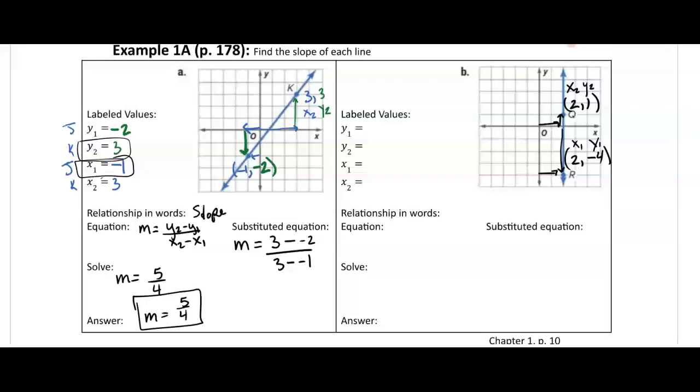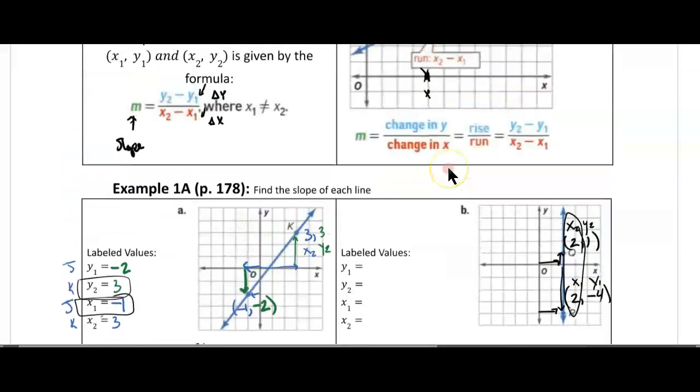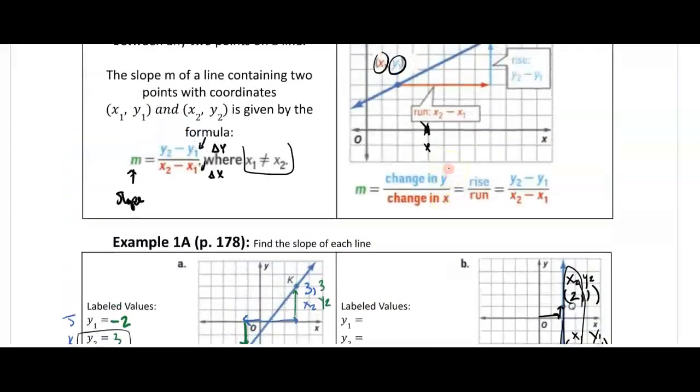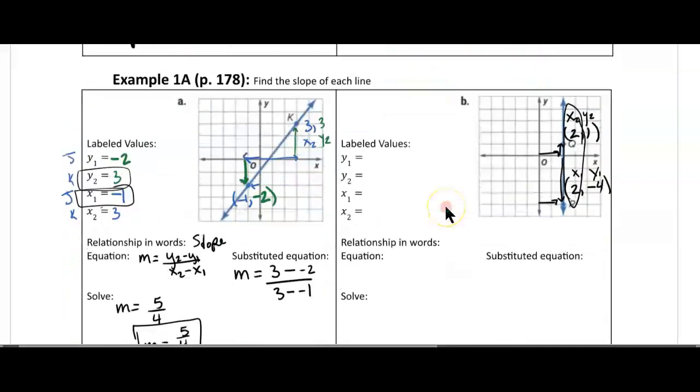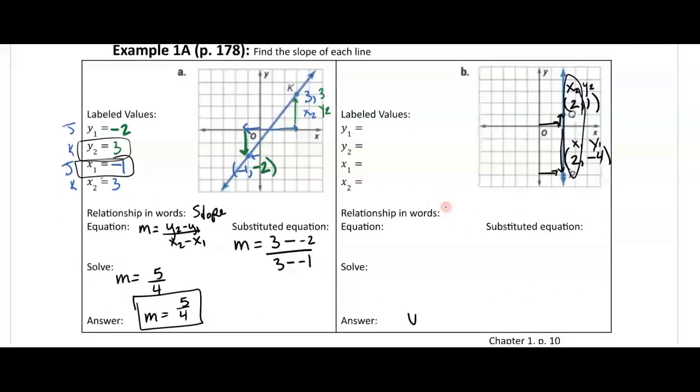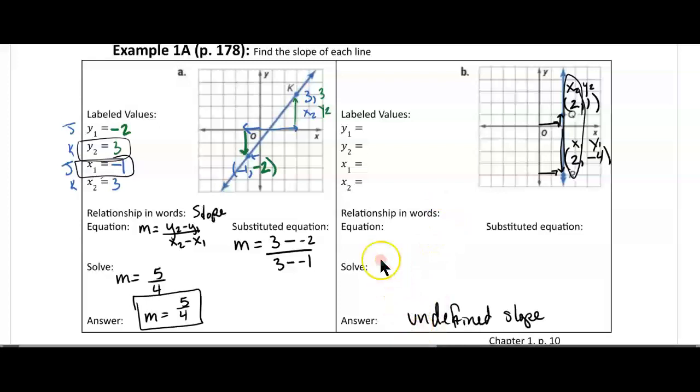But we have a problem here. My x2 and my x1 have the same value. And remember, to find slope, x1 cannot equal x2. If they do, then this is an undefined slope. Now, whenever we have a vertical line, by the way, the perpendicular of a vertical line would be a horizontal line with a slope of 0. So this would be the perpendicular.